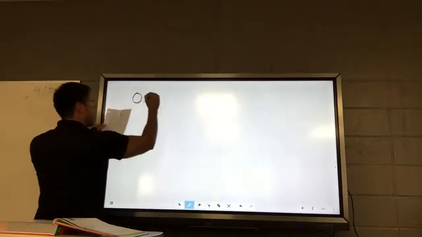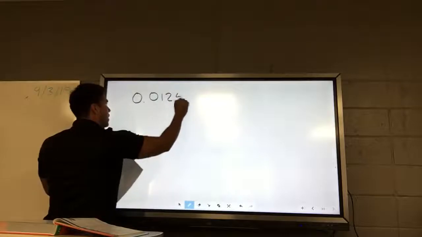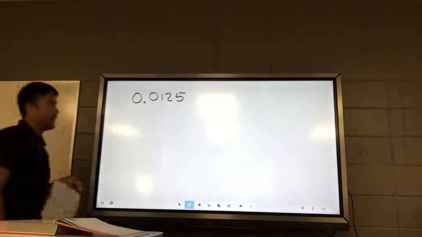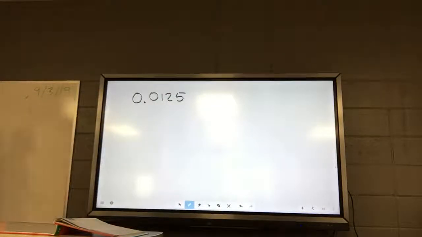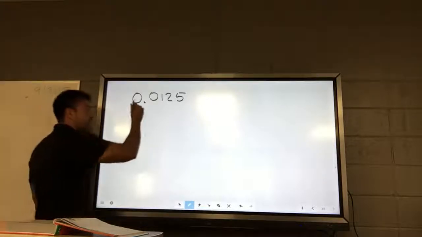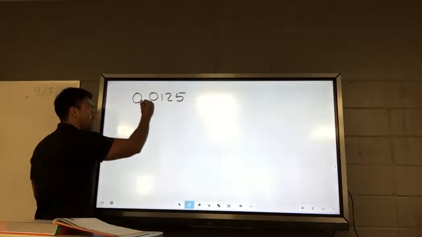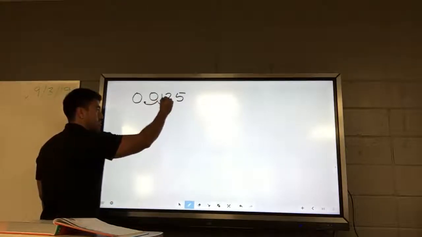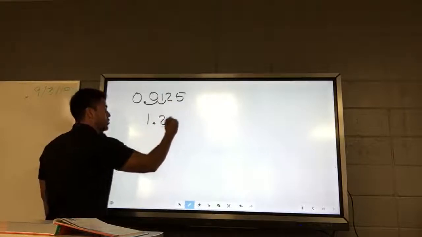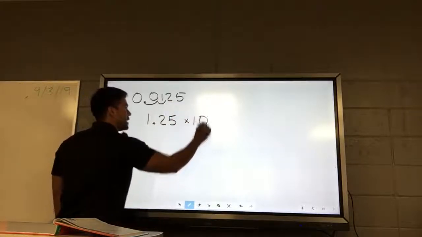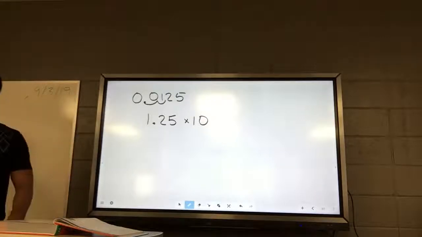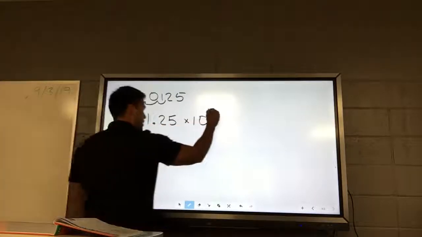Speaking of small numbers, 0.0125, 125 10,000ths. Okay, is that a big or small number? According to our definition of comparing it to 1, small. So is this between 1 and 10? Nope, it's too small. Where do I have to move that decimal point? Twice, right? So it's going to become 1.25 times 10. I moved it twice, so to the negative second because it's a small number.